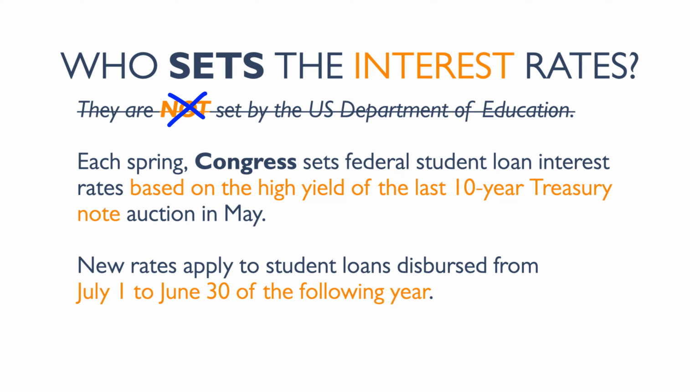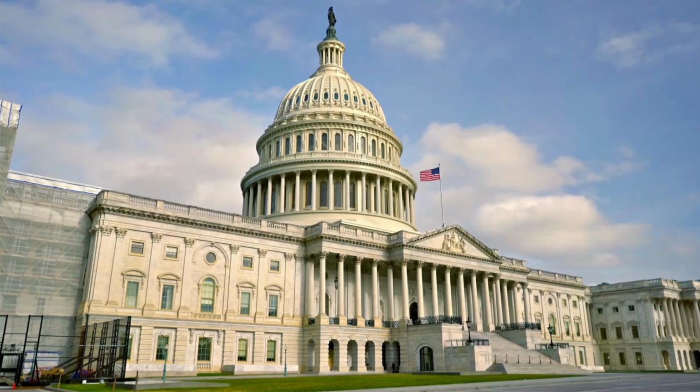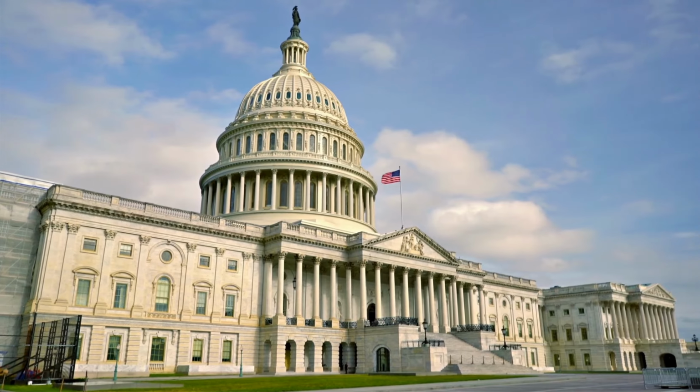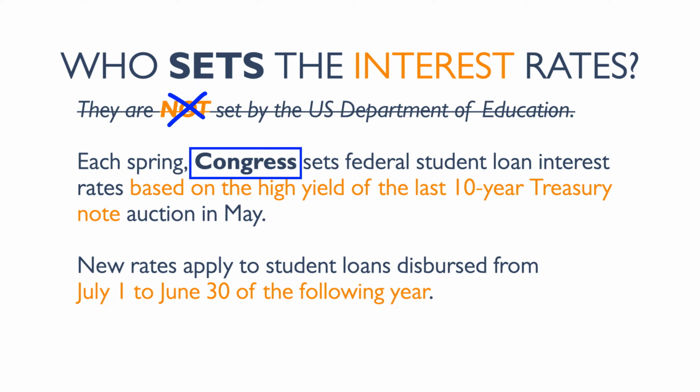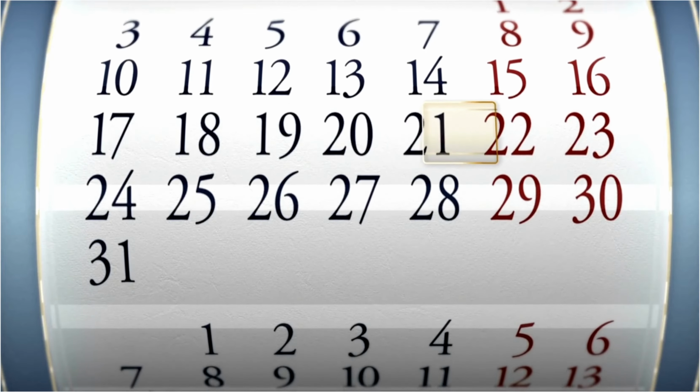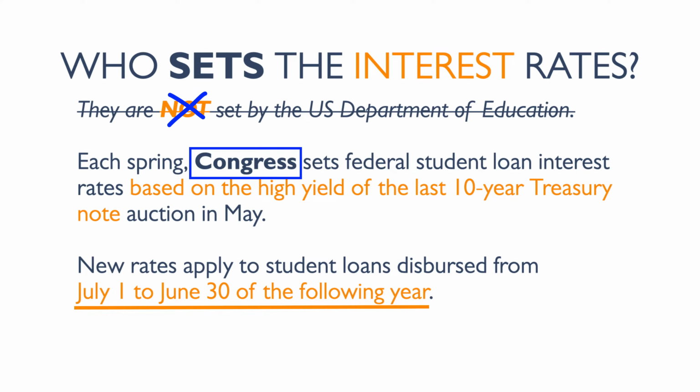It's not the U.S. Department of Education that sets the interest rates on federal student loans. The responsibility lies with Congress. And annually, during the spring, Congress establishes the interest rates for federal student loans. These updated rates apply to student loans disbursed between July 1st of the current year until June 30th of the next year.